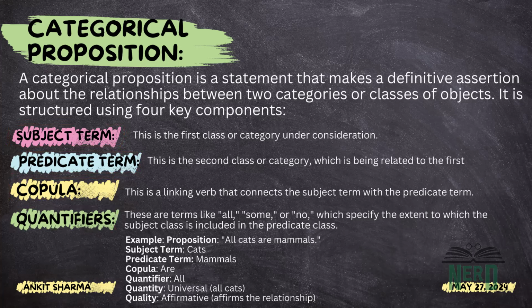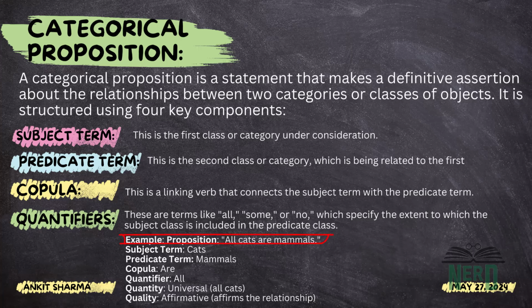Now can we discuss the properties of a categorical proposition? Each categorical proposition exhibits two properties, quantity and quality. So quantity, determined by the quantifier, indicates the extent of inclusion of the subject class in the predicate class and can be universal, all, or particular, some. And quality, determined by whether the proposition affirms, affirmative, or denies, negative, the relationship between the subject and predicate classes.